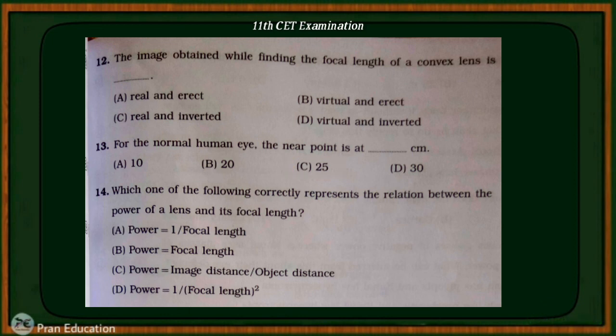14th. Which of the following correctly represents the relation between the power of a lens and its focal length? Options: A power equals 1 upon focal length. B power equals focal length. C power equals image distance times object distance. D power equals 1 upon focal length squared. The correct option is option A, power equals 1 upon focal length.